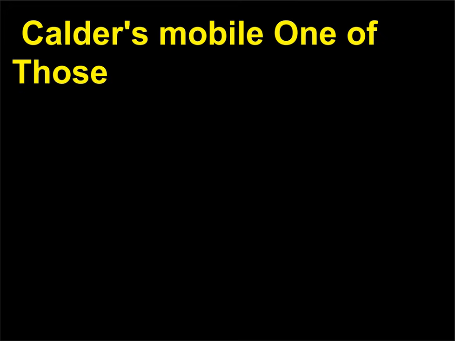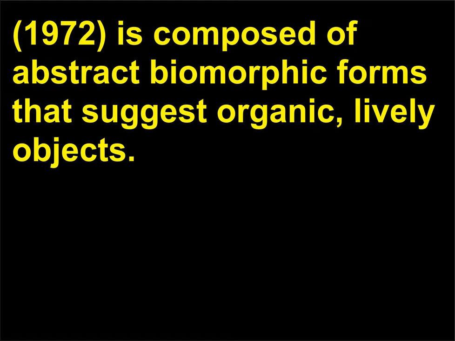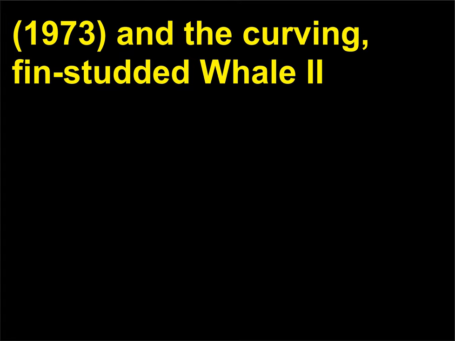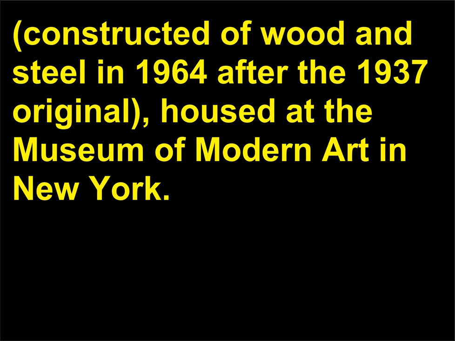Calder's mobile from 1972 is composed of abstract biomorphic forms that suggest organic, lively objects. Calder made more than mobiles. Other sculptural works include the 50-ton arched steel Flamingo in Chicago, 1973, and the curving, fin-studded Whale too, constructed of wood and steel in 1964 after the 1937 original, housed at the Museum of Modern Art in New York.